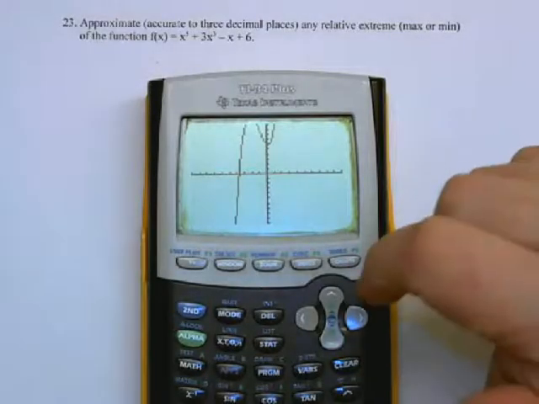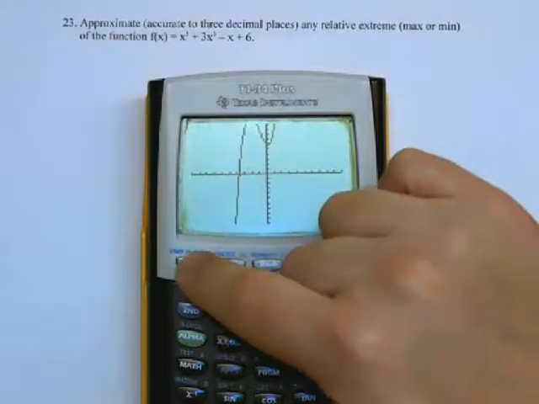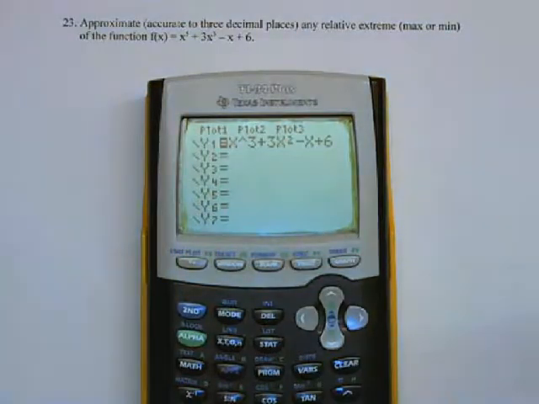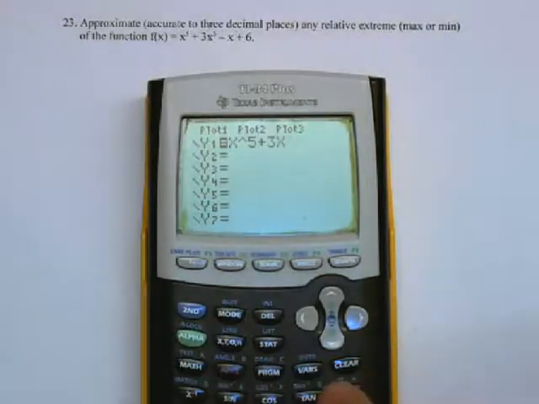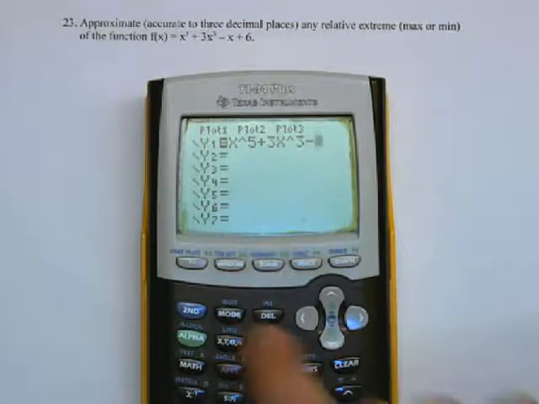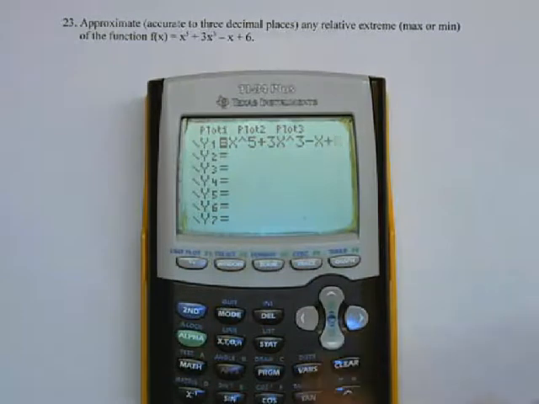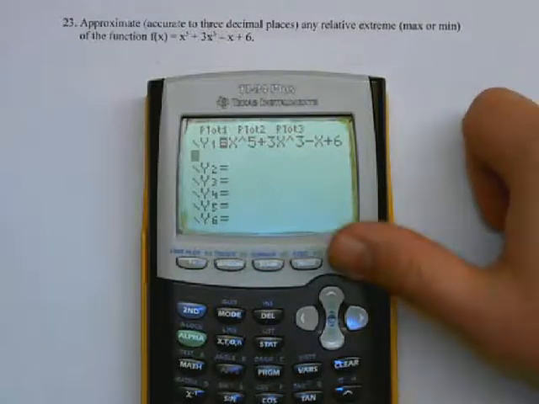Oh, Mr. Purcell made a mistake. Hold on. He misread the equation. Let's go back. You probably noticed that and said, Mr. Purcell, you messed up. Well, it's x to the fifth plus 3x cubed minus x plus 6. Now that matches the equation. So we'll try it again. We'll push graph.